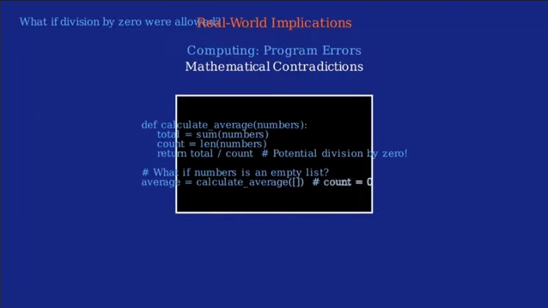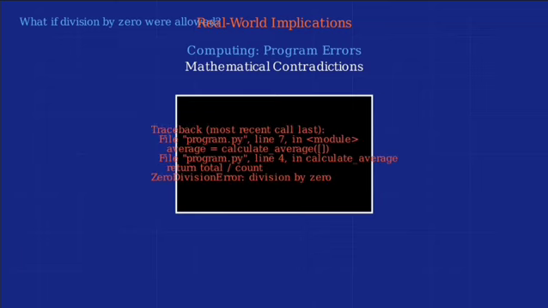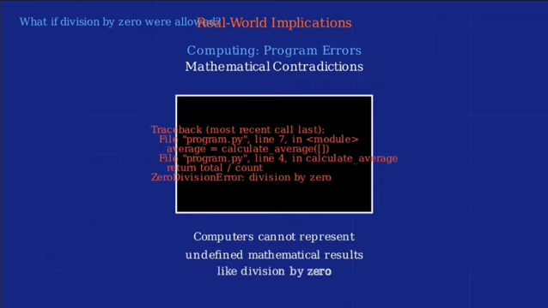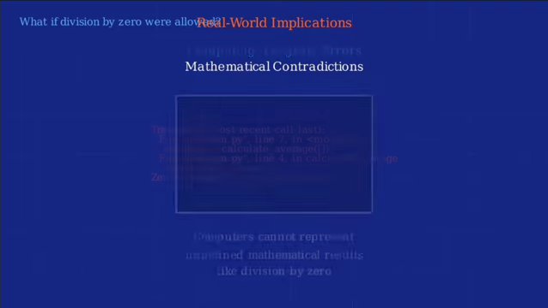In computer programming, division by zero is a common source of errors and program crashes. When a program attempts to divide by zero, it can't represent the undefined result and crashes with an error message. Computers are built on mathematical principles. Since division by zero is mathematically undefined, computers cannot represent such results.